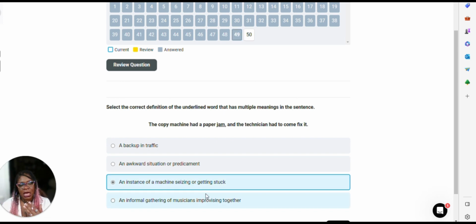So the meaning of the word jam in the context of this sentence is an instance of the machine seizing or actually getting stuck. So you got to kind of put it together, and there you have it. So the instance of the machine seizing, getting stuck is your correct answer. And let's go on. Drum roll, please.